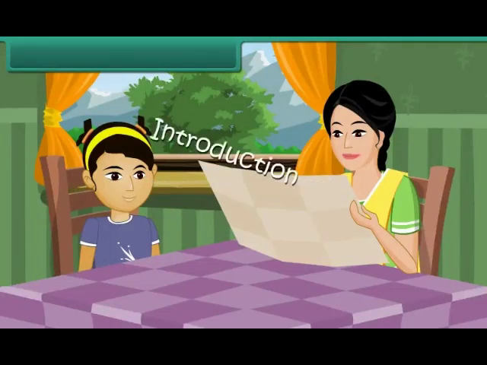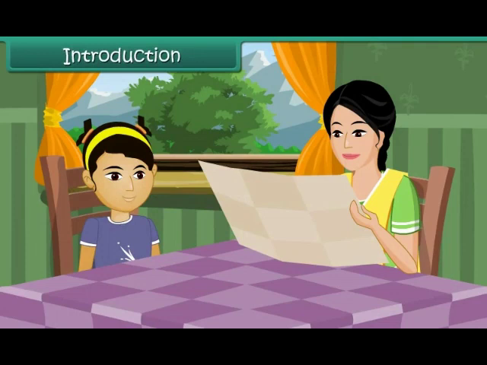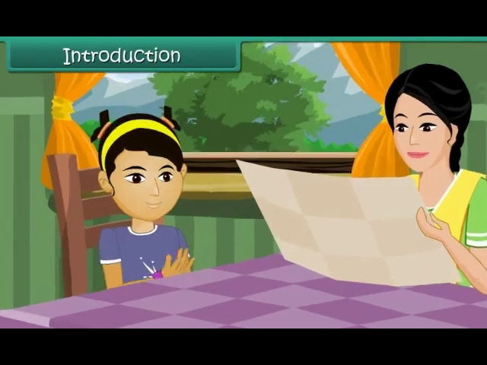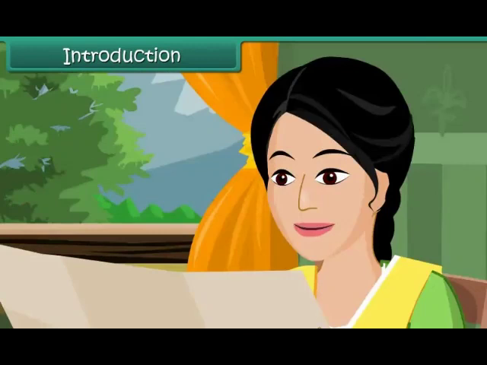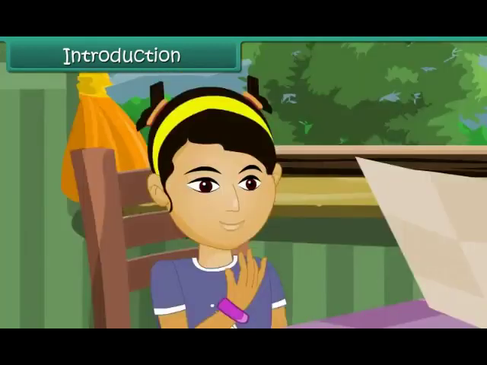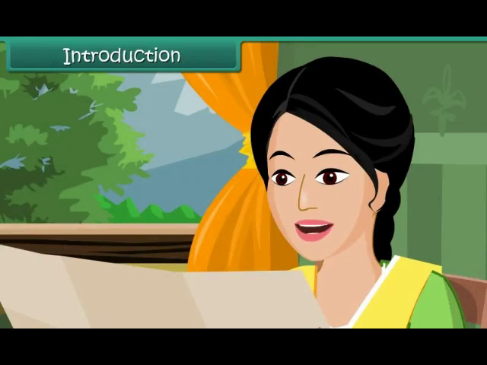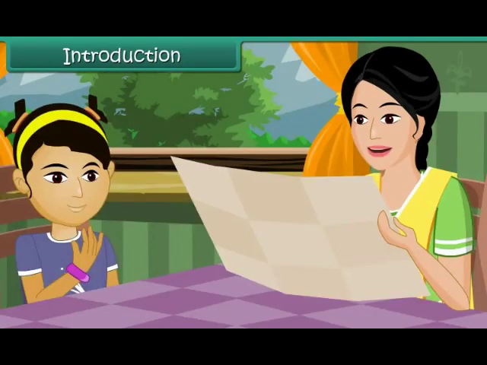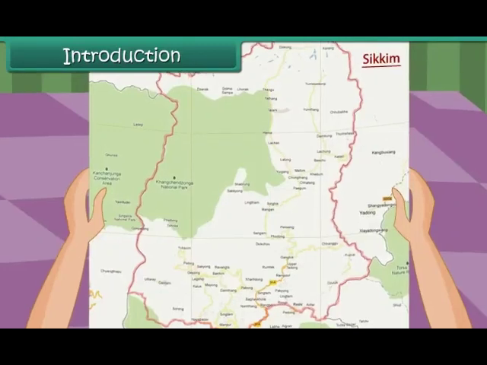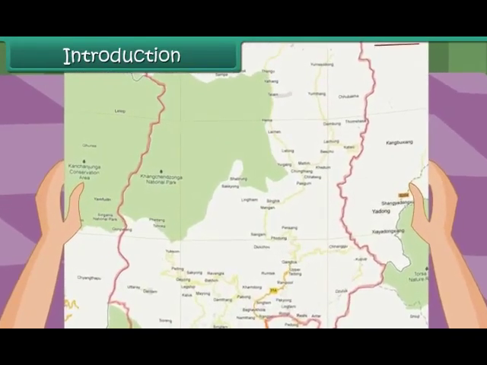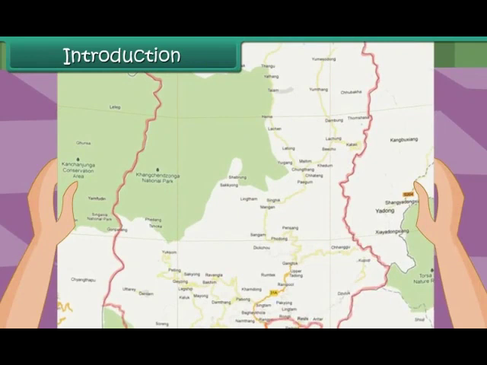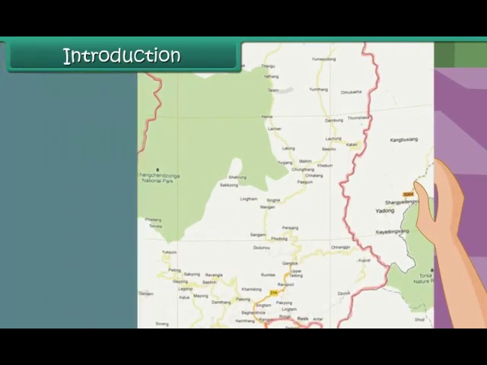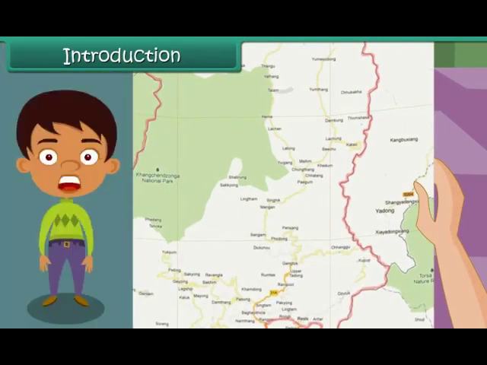Introduction. Priya's mother is looking at the map of Sikkim. Priya wants to know why. Her mother tells her that she is planning a family visit to Sikkim next week. She wants the trip to be a memorable one for everyone. Therefore, she is planning. She will use the map to learn about the various places in Sikkim, their location, the distances between them, etc. Let us learn about maps in detail.